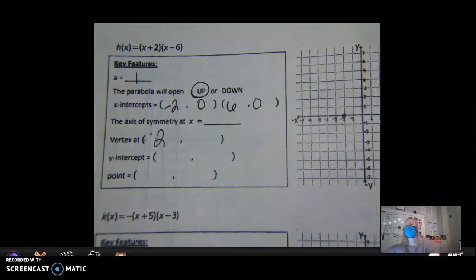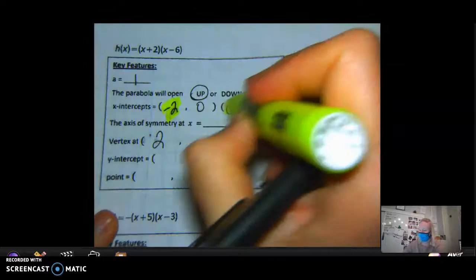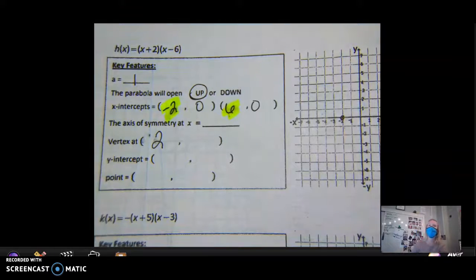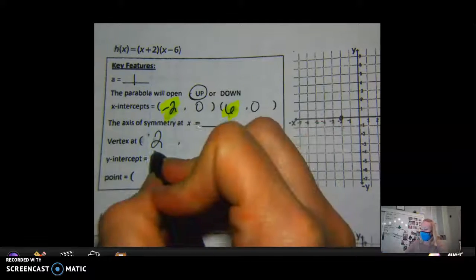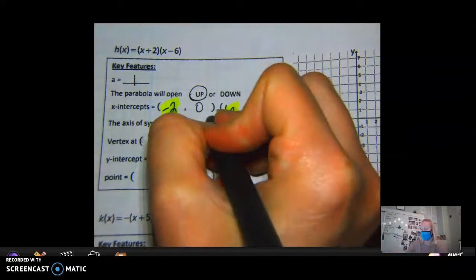You're just finding an average of your x values, because the vertex is always going to be directly in the center. So you add those: -2 plus 6 is 4, and then you divide by 2, just like finding an average. So 2 is in between -2 and 6. That is your axis of symmetry also.